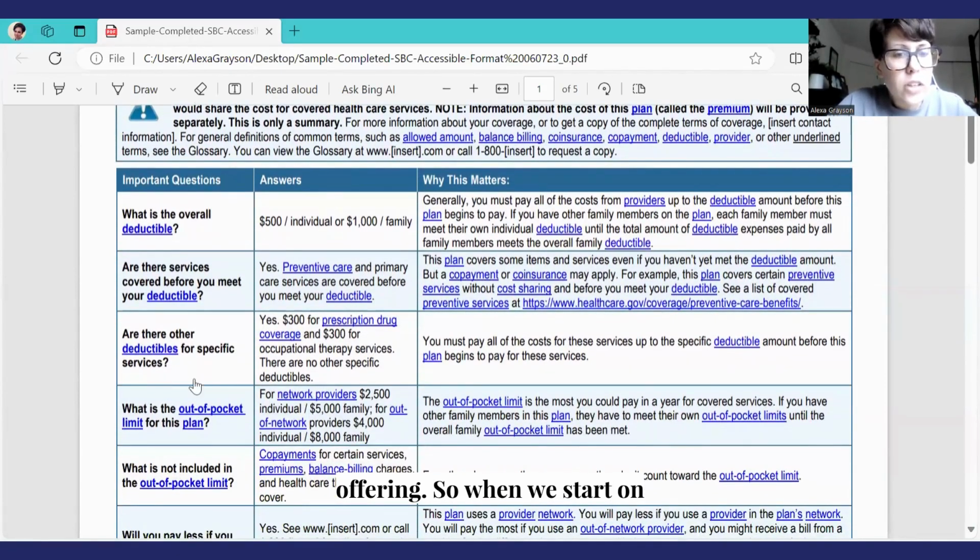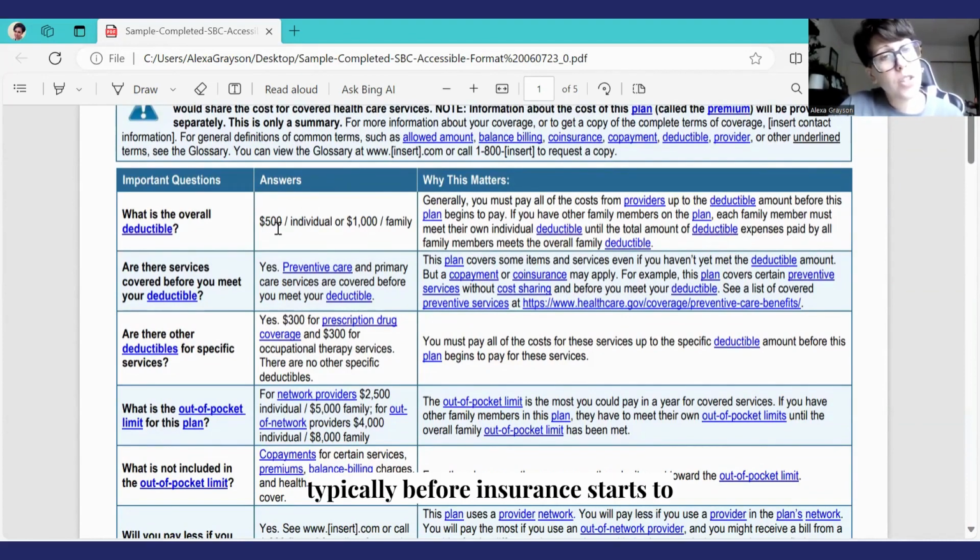So when we start on the first page, it starts with some important questions and how to answer those. And it also gives you some more information on why these things are important. So first, it talks about the deductible, what it would look like individually for just you. And if it's a family plan or you have other people on your plan, this is what the family deductible would look like, meaning that for yourself, you'd have to meet $500 typically before insurance starts to kick in, or $1,000 as a family, whichever one is met first for you individually.